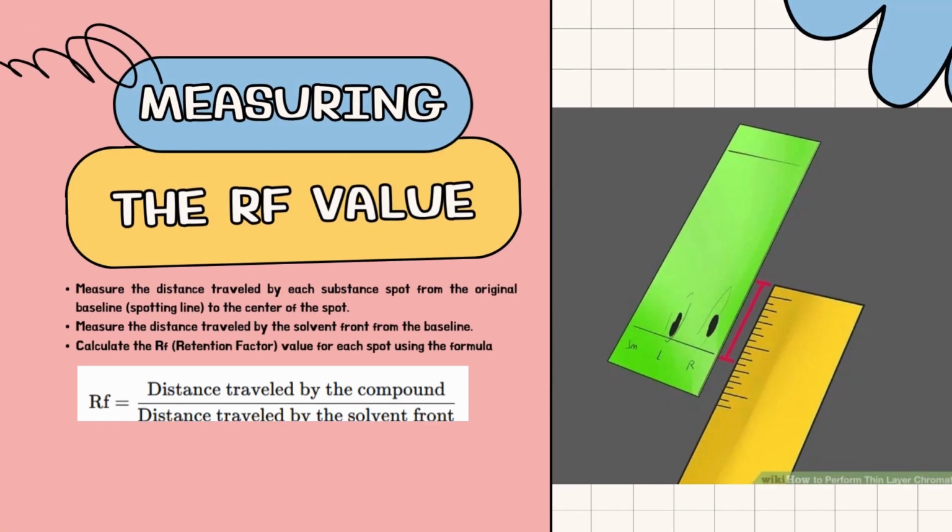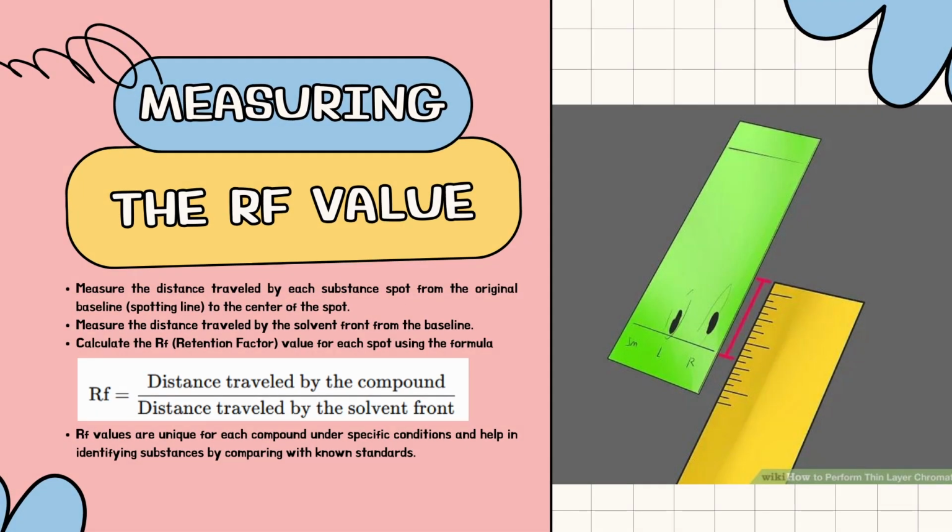Finally, after the separation, we need to measure for precise observation. We need to measure the distance traveled by each substance spot from the original baseline, that is the center of the spot. Measure the distance traveled by the solvent from the baseline. Then use the retention factor formula, which is the distance traveled by the compound divided by the distance traveled by the solvent front. Gather all the information and solve it.